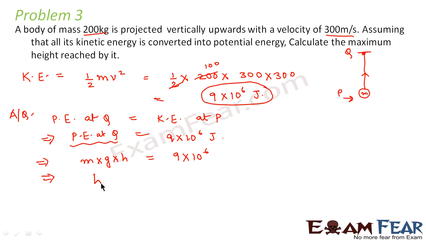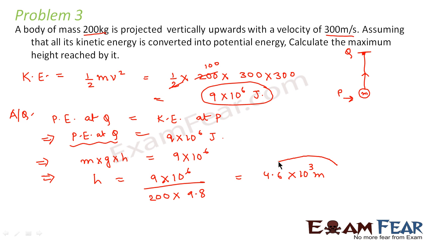Or we can say that h is equal to 9 into 10 to the power 6 divided by m into g. G is 9.8. So this will be equal to 4.6 into 10 to the power 3 meters. That means this object will go to a maximum height of 4.6 into 10 to the power 3 meters.